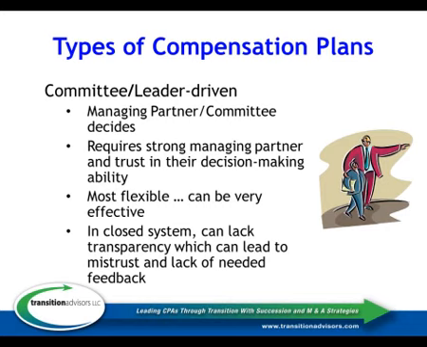A committee or leader-driven system, and especially one with a closed compensation system, obviously depends on a tremendous amount of trust. You've got to feel like you're being treated fairly, even though you don't have all the information necessary to make that determination on your own. It can be the most flexible. It can be very effective. If you get the wrong person and there's not enough communication going on beyond just the number, here's what you're going to make, and there's nothing that accompanies it in terms of how that decision was achieved or how it could be changed, then it can create resentment and can create problems.